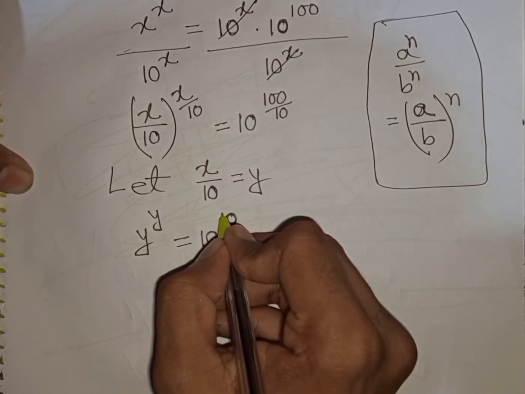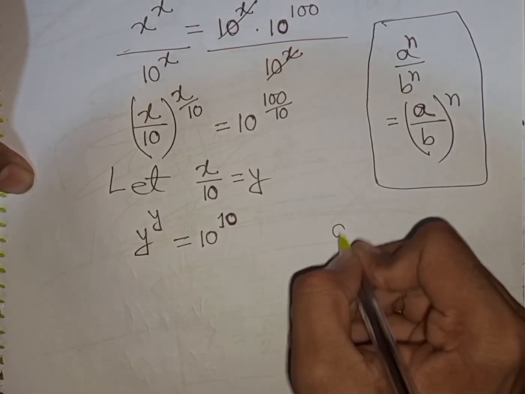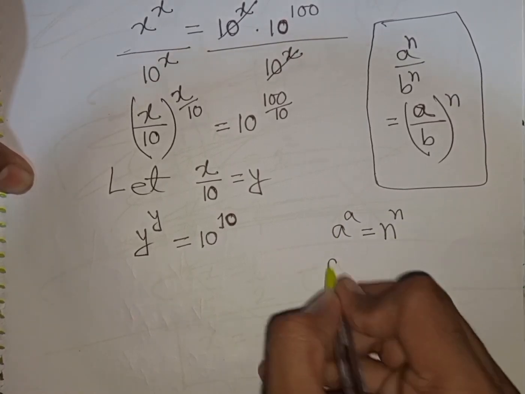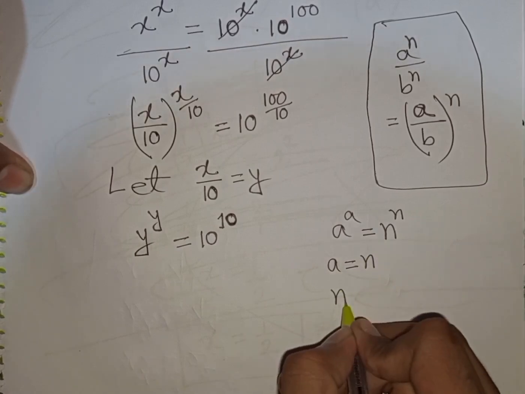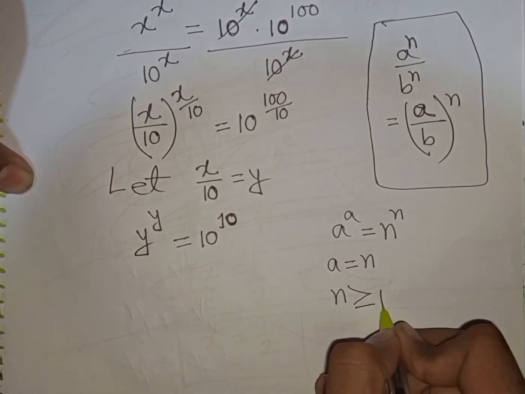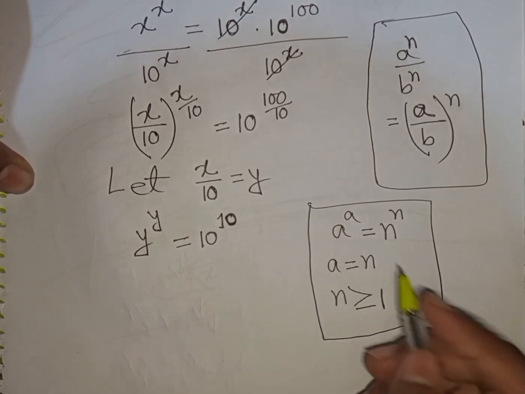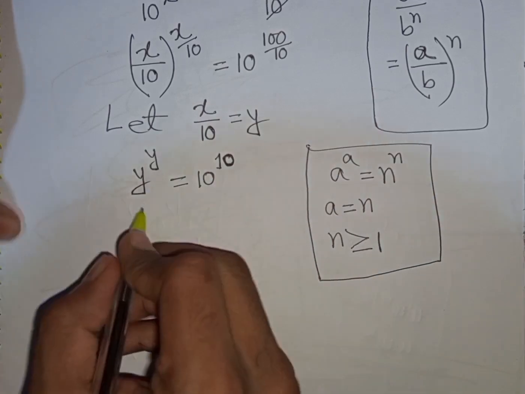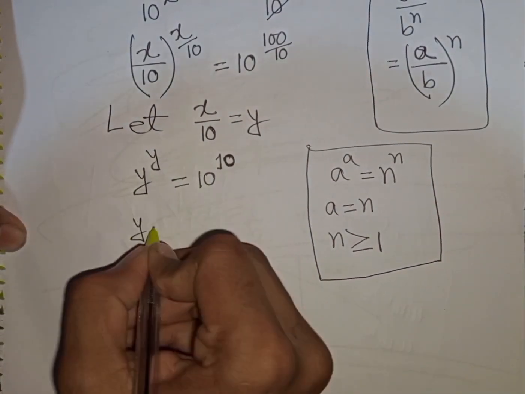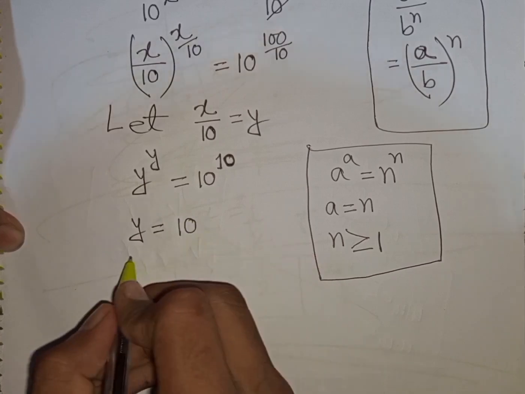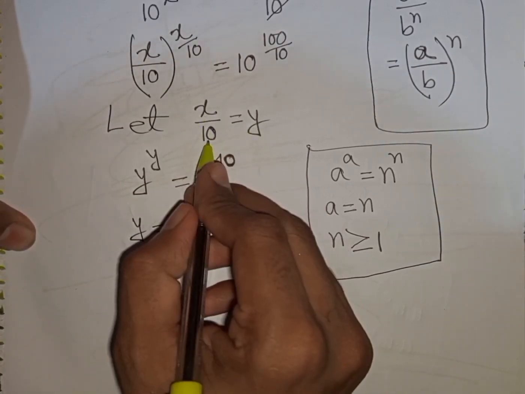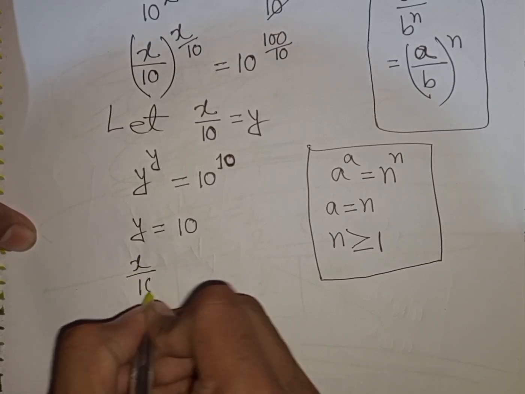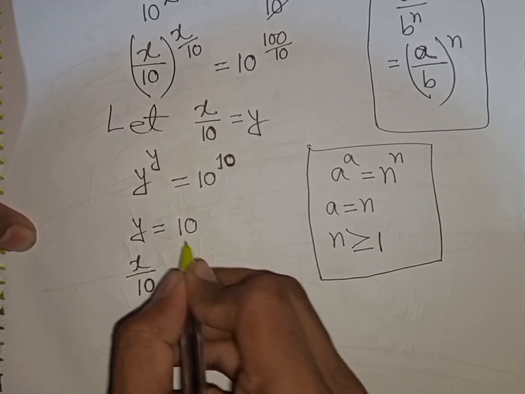Now here you can apply the rule that a power a is equal to n power n, so a will be equal to n, where n is greater than or equal to 1. So according to this rule, I can compare here y will be equal to 10. But remember that x over 10 is substituted by y. So y, that means it will be x over 10, is equal to 10.